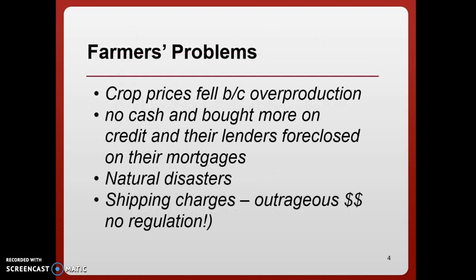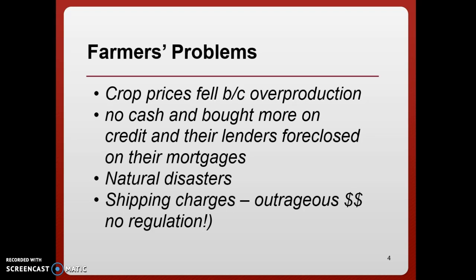During the 1870s and 1880s, we see falling prices for food. So farmers are actually getting lower prices, and that's because they're overproducing. They're producing too much. If you have a surplus in supply, that actually drives down price.